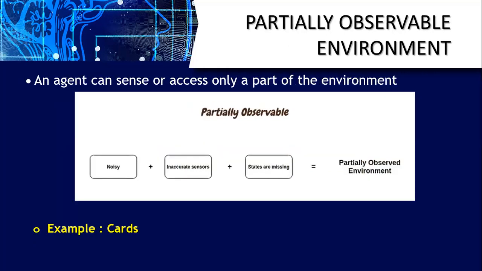If we take a partially observable environment, only a certain portion of the environment can be observed by the agent. For example, take a rummy card game. In an online rummy card game, you have the option to play with the computer system. The agent can see only the cards which are there in the display. The agent cannot see what cards the opposite person is holding. That is a perfect example of partially observable.